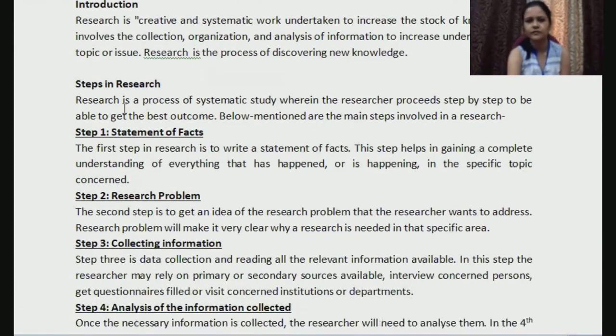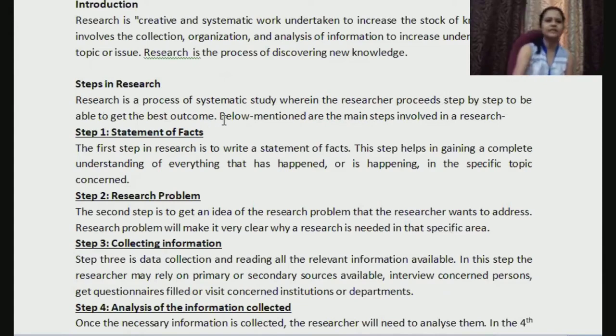So in steps, again, you can mention that research is a process of systematic study where you cannot just simply pick a book and start reading it, right? You need to find relevant documents, plan the entire process, and then only you would be able to achieve the result that you want to gain. So a researcher proceeds step by step to be able to get the best outcome, right?